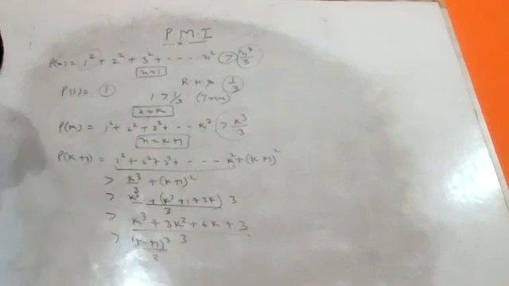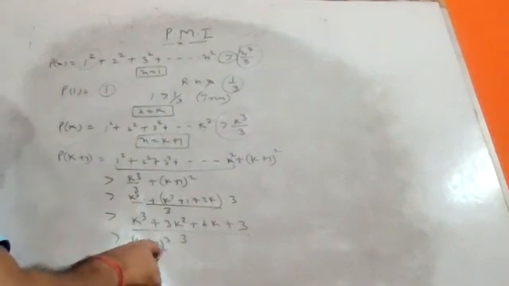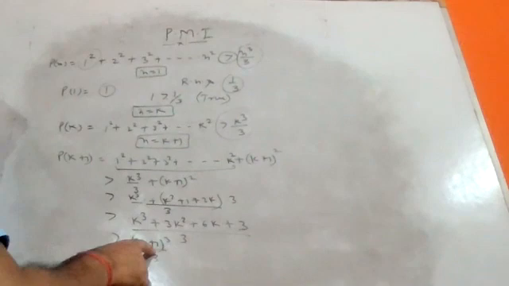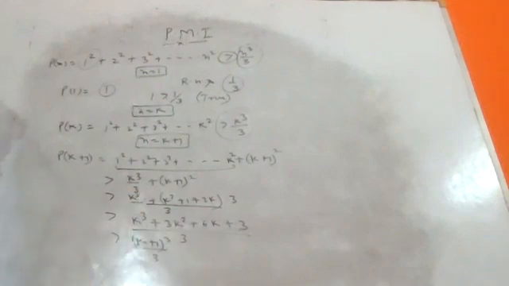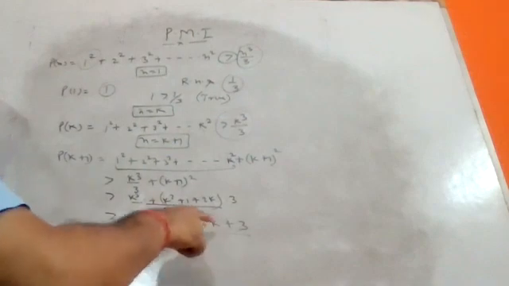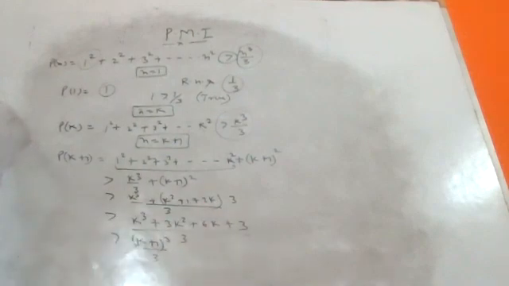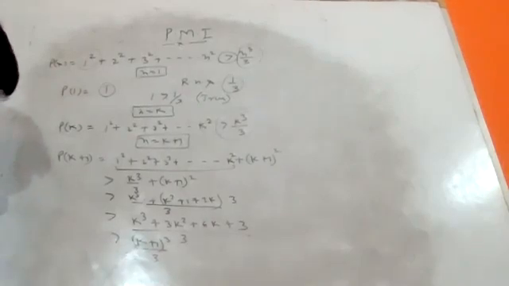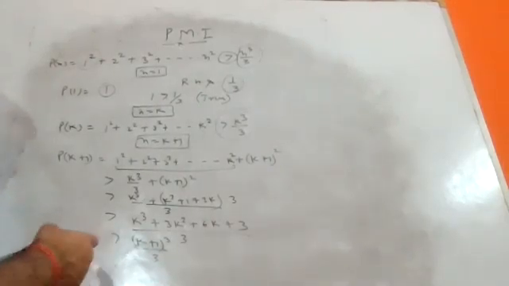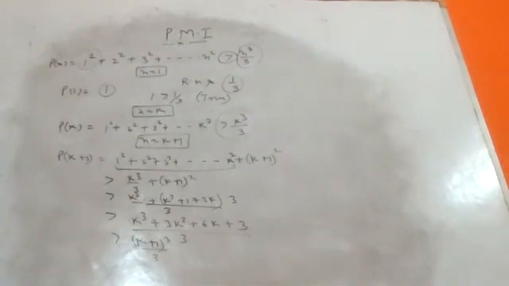divided by 3. If we use a plus b whole cube, it is a cube plus b cube. So b cube is in front of this one. 1 cube is what? 1 cube, that is 1. We can write 6k, 3 plus 1, right? We will break 3 as 1 plus 2. So we can write k cube plus 1, that is k plus 1 whole cube. If you are putting the value of m, then you can say m plus 1 whole cube.